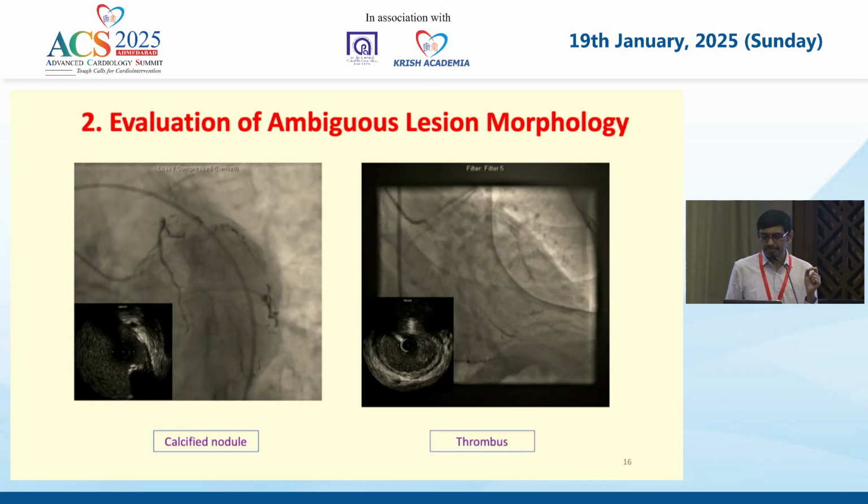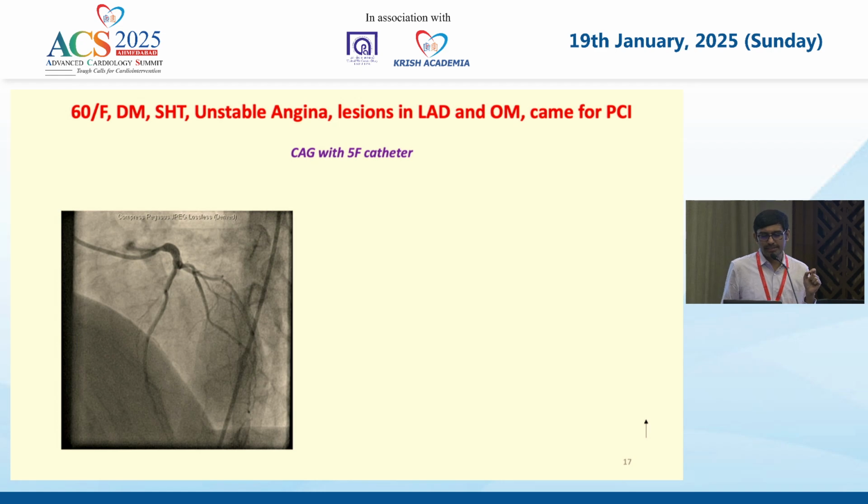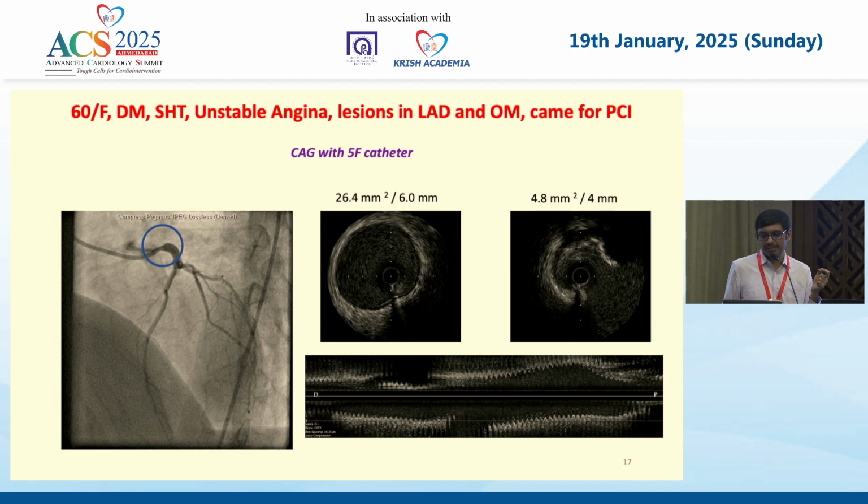And this is another patient, a 60-year-old female, diabetes, hypertensive, unstable angina, lesions in LAD and OM, who came for PCI. This angiogram was done using a 5 French diagnostic catheter outside, but when we used a 6 French catheter, we observed significant ventricularization. What I showed here is that the distal left main had an area of 26 millimeters square and a diameter of 6 millimeters. And if you see the ostium, the diameter is only 4 millimeters. This is an example of significant negative remodeling, which commonly occurs in ostiums.